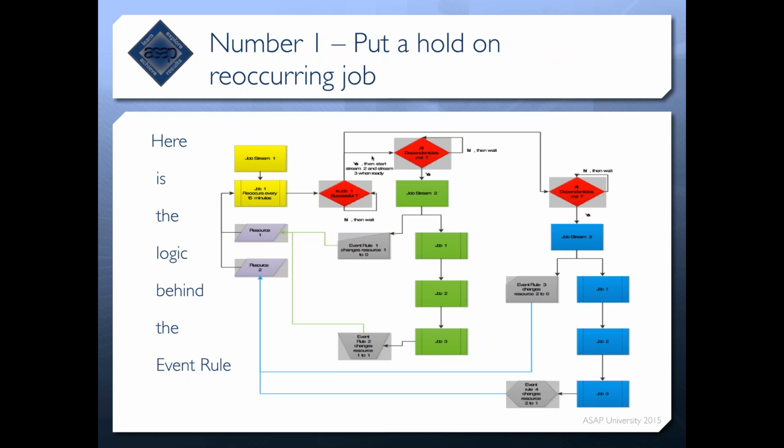Then our number one here was an interesting event that we had to really figure out. We had a customer that came in and said, okay, we have a job stream that has a recurring job that runs every 15 minutes. However, we do not want that job to run when job stream 2 or job stream 3 is running. So we had to figure out how to tell that reoccurring job not to run when one of these two is running.